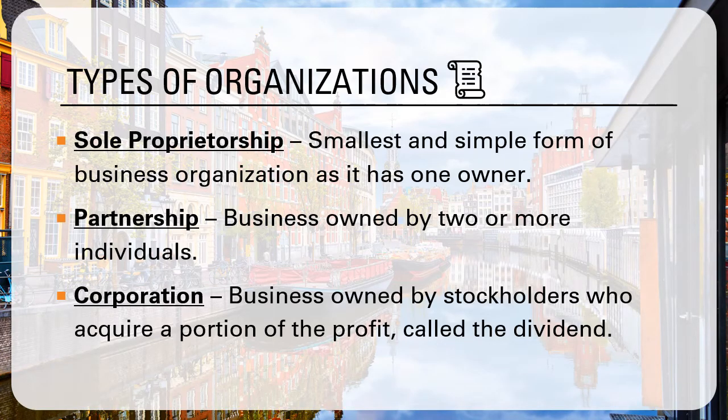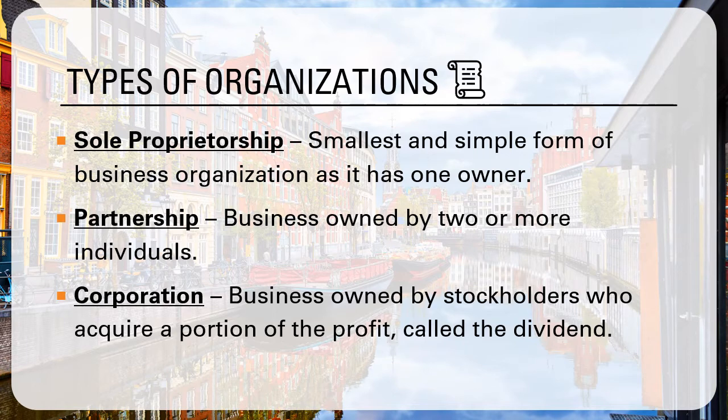So here's some of the textbook definitions. We've got three main types right now. We've got the sole proprietorship. This is the smallest form, where you have one person owning the business. And then a more complicated form of that is partnership, where you buddy up with some friends or some acquaintances, and then you start a business together.